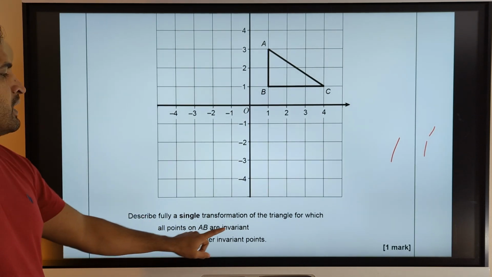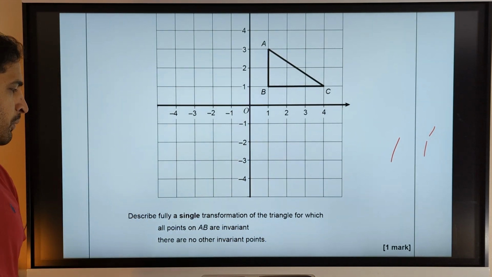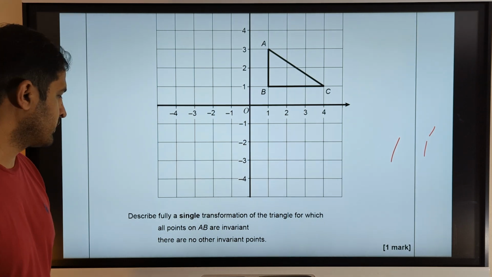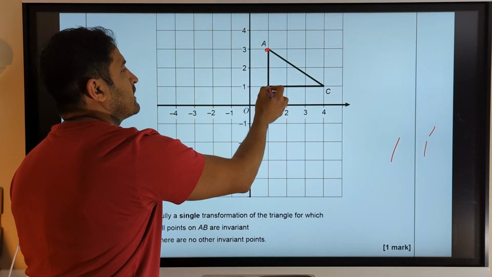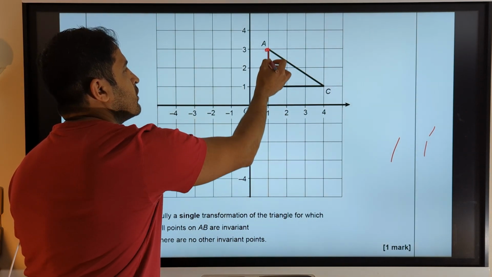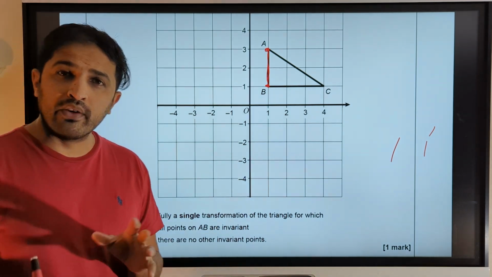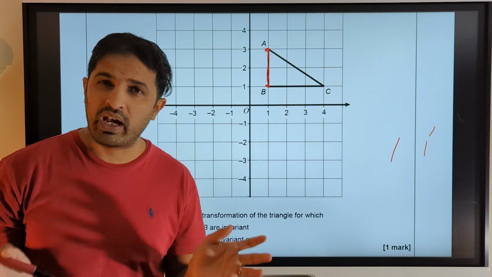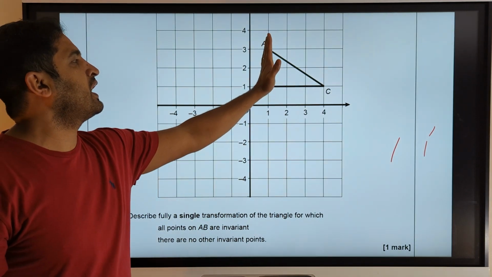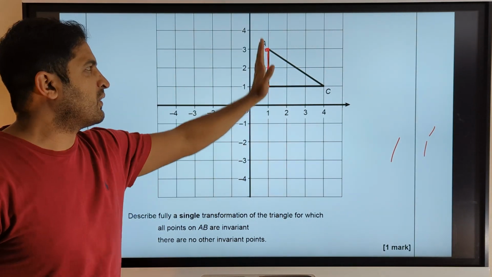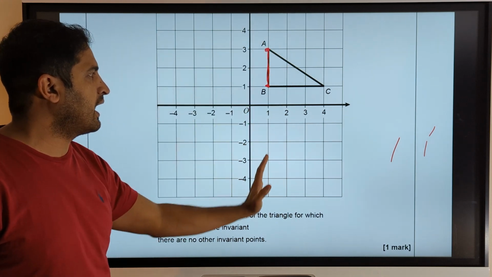Describe the single transformation of a triangle for which all points on AB are invariant. There are no other invariant points. Okay, so invariant means the points that are not changing. So this line shouldn't change when you do the transformation. Invariant means not changing, not varying. So what kind of transformation wouldn't change this line A to B? If you reflect this triangle in that line, A to B.